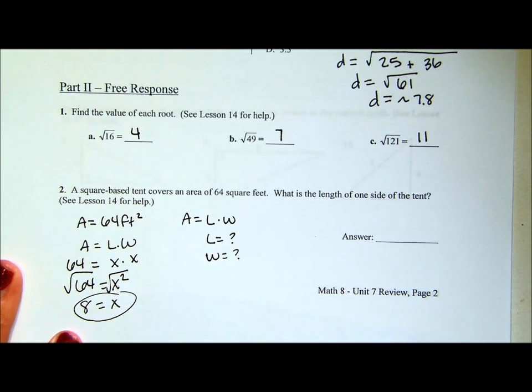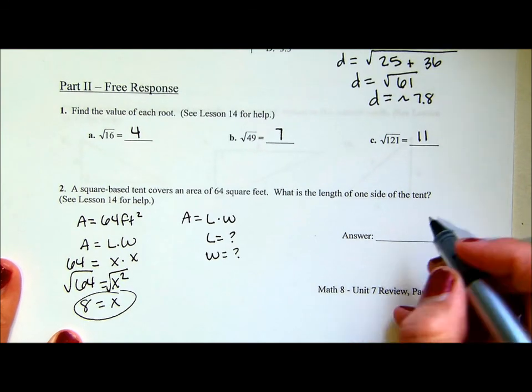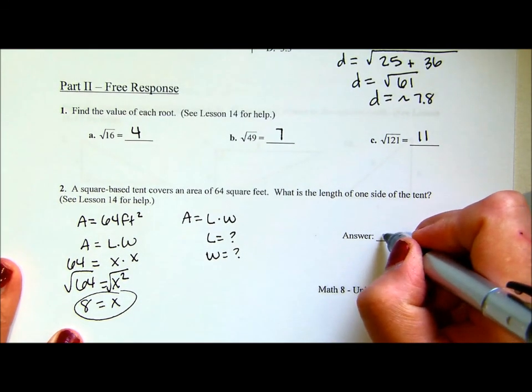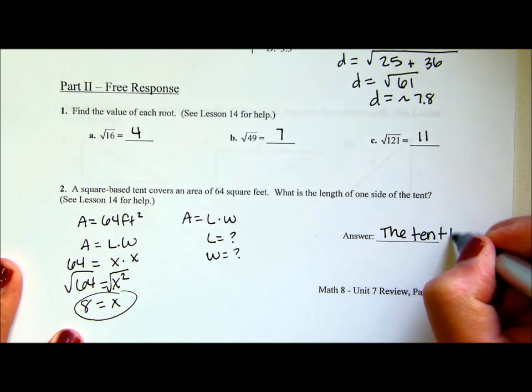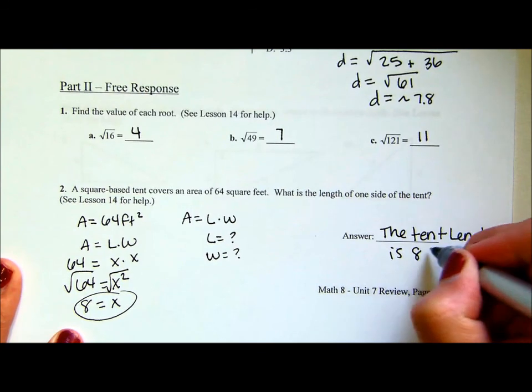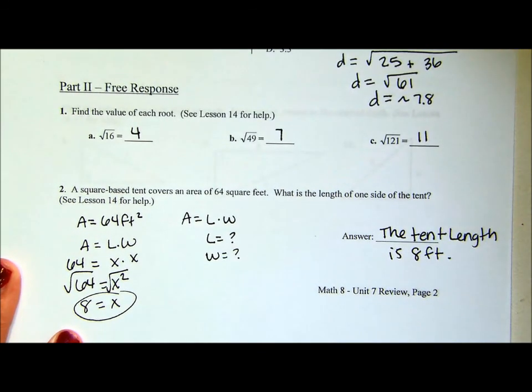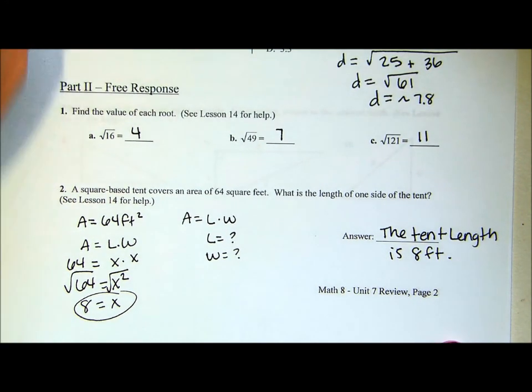Now here, because this is a word problem, we need words in our answer, especially a unit of measurement, so we're going to say the tent length is 8 feet. There we go. All right, next up.